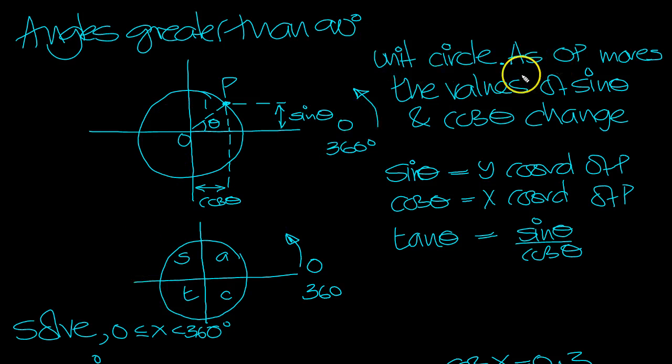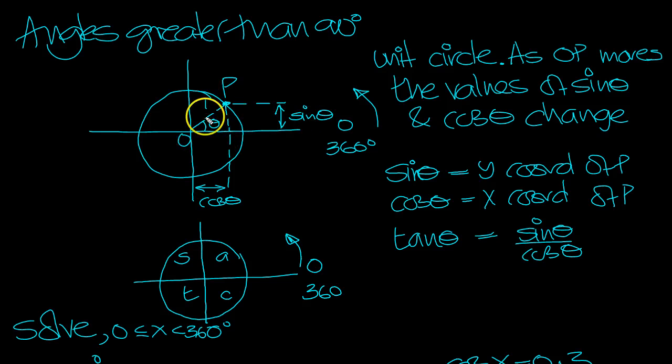Okay, let's have a look at this then. Angles greater than 90 degrees. So if you draw a unit circle, and here's a triangle with an angle theta, you see the opposite, sine, is opposite over the hypotenuse, which is 1. So this height, because it's divided by 1, is just going to be the value of sine theta.